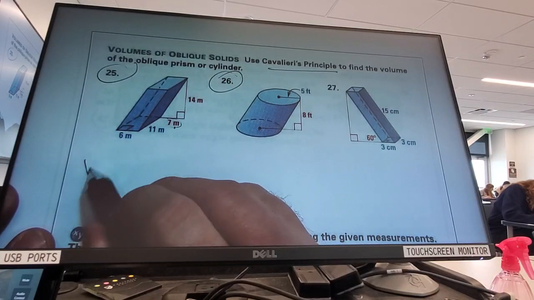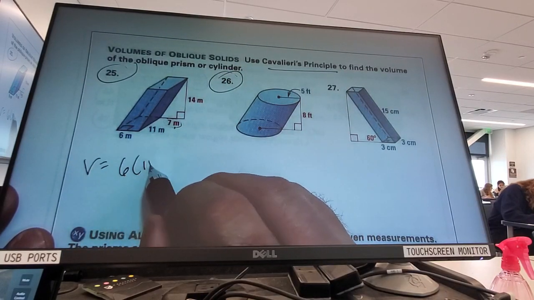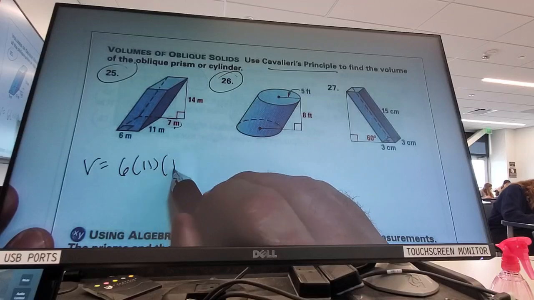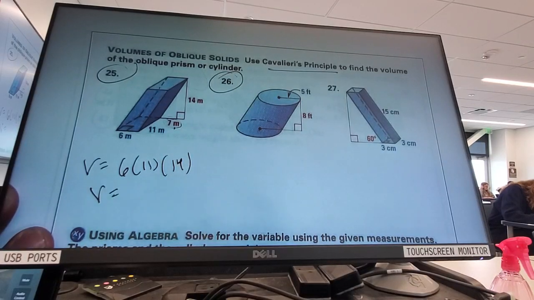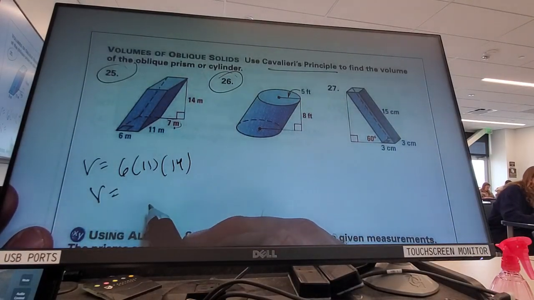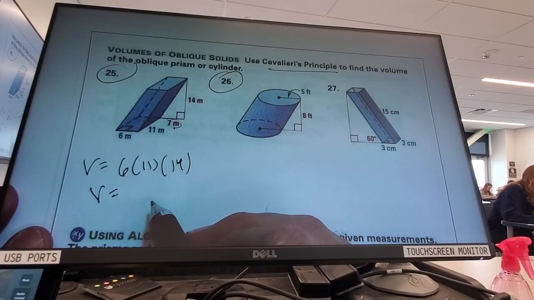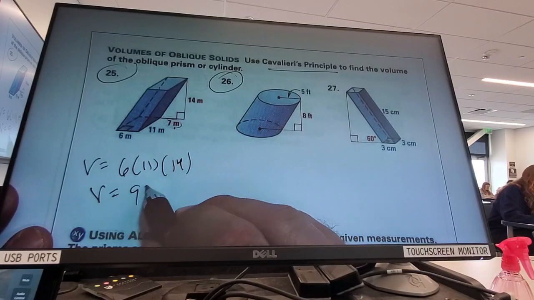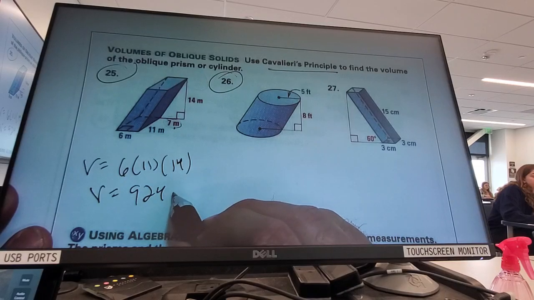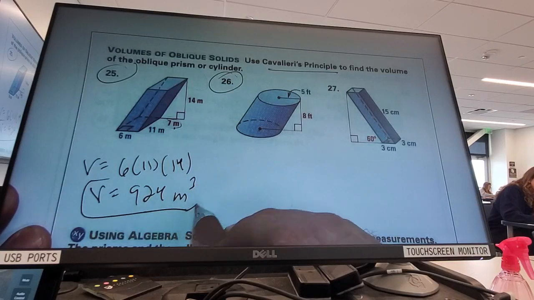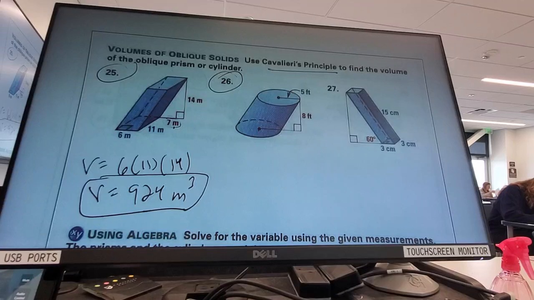So the volume would be the area of the base times the height. I like it. So what do you guys get for that? 924? That sounds about right. Cubic meters, yes. So be really careful on the test. A big part of these problems is knowing what the units are supposed to be. If you leave them off, you're going to lose some points.